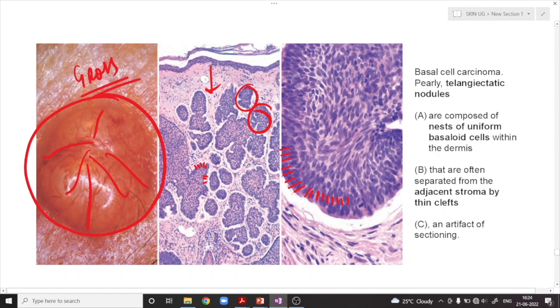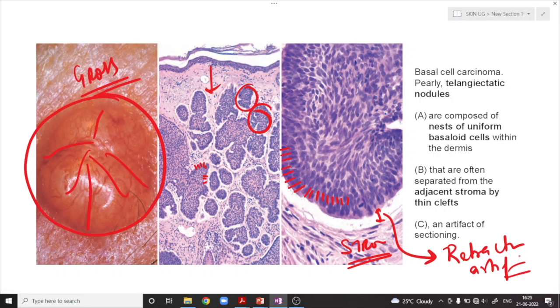This palisading is very characteristic for basal cell carcinoma. Also very important, this stroma or dermis, if you see, is separated from the tumor island by a space. This is basically a retraction artifact. We call it a retraction artifact, also called artifact of section or sectioning artifact. It is an artifact because of tissue processing.